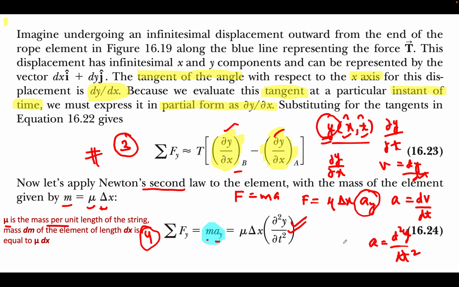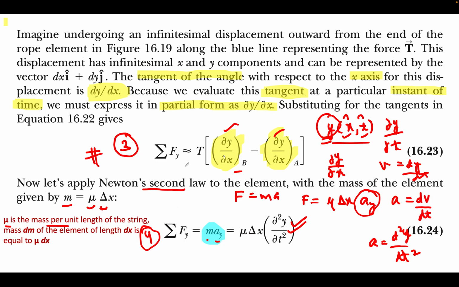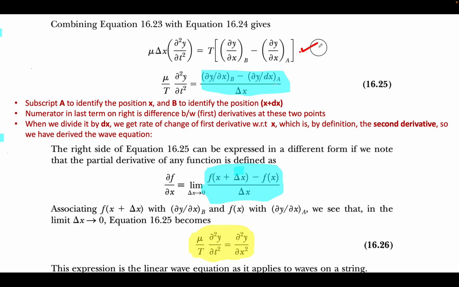Let's proceed on equating the two equations, 3 is equal to 4. On equating the two equations, you get this particular equation: mu delta x del 2y by del t square is equal to T times del y by del x at point B minus del y by del x at point A. On rearranging it, mu upon T del 2y by del t square equals del y by del x at point B minus del y by del x at point A, upon delta x.